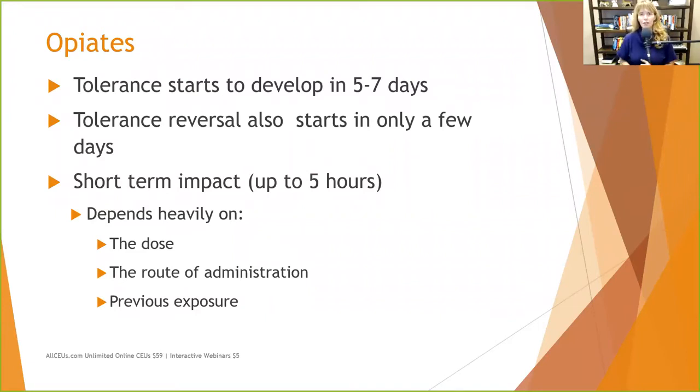Short-term impact of opiates: up to 5 hours, depending on the dose, the route of administration, and previous exposure. If tolerance develops in 5 to 7 days, then 325 milligrams may not be much of anything to somebody who's been taking it for a month, whereas somebody who's only been taking it for a day or two may take that and turn into a complete zombie.